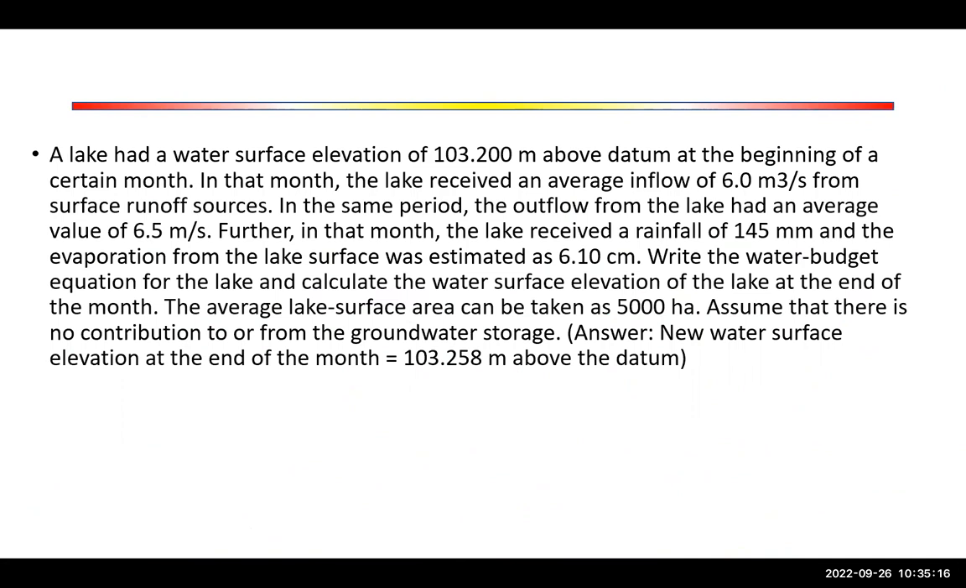Okay, someone from the last row, read the question. That month, the lake received an aggregate inflow from the service. Outflow, average value of 6.9. Okay, there is one mistake, that should be meter cube per second. Okay. Further, that month, the lake received a rainfall of 150.